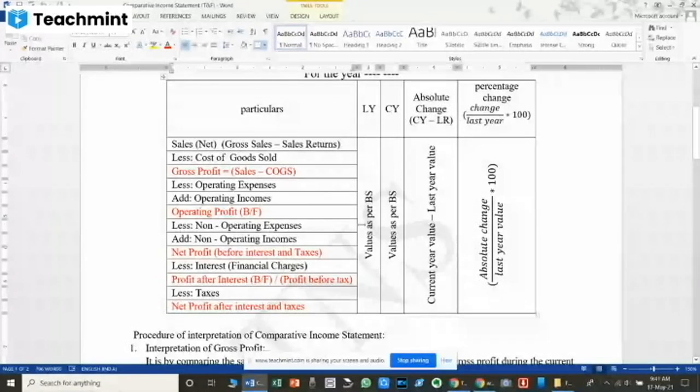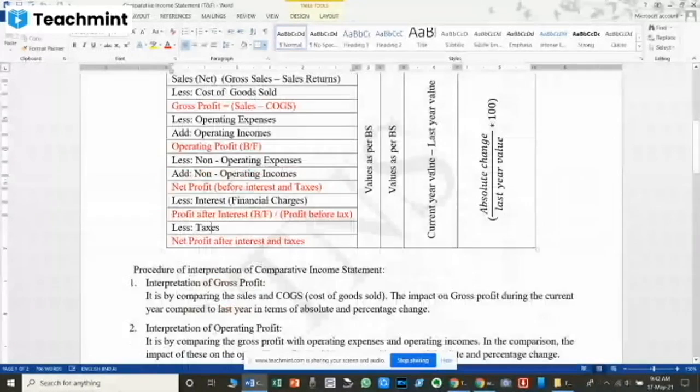Whether it may be a comparative income statement or a common size income statement, in both cases the way of presentation of the income statement is this one, but the remaining four columns will change depending upon the comparative or common size. Later we have to see.